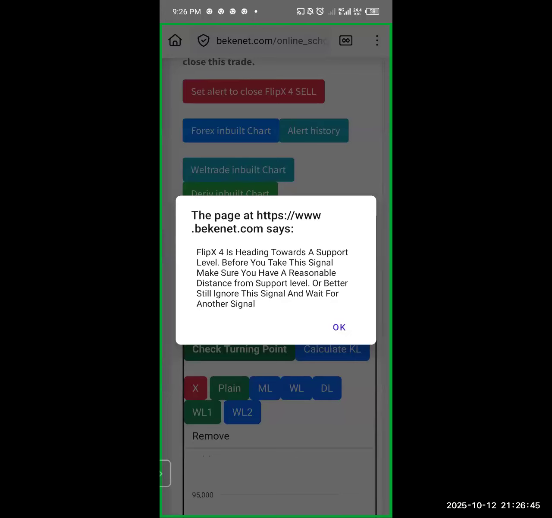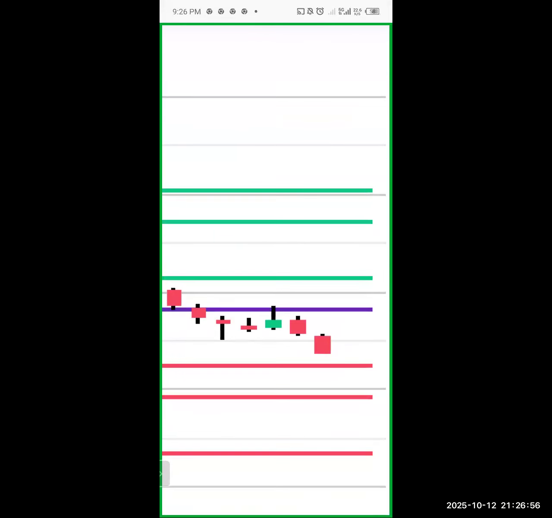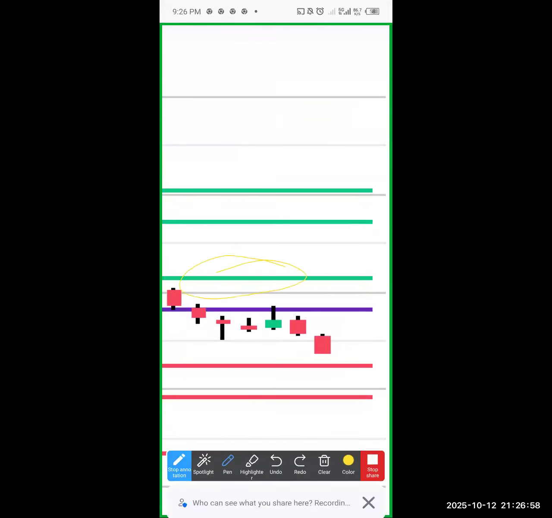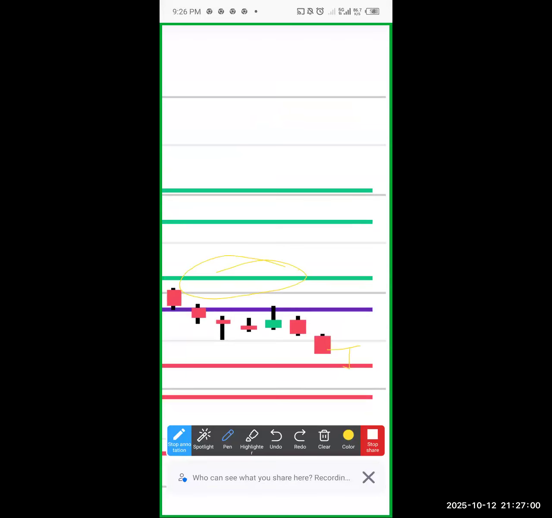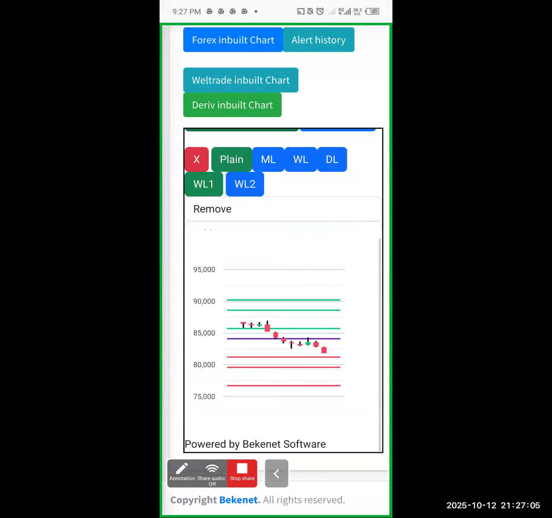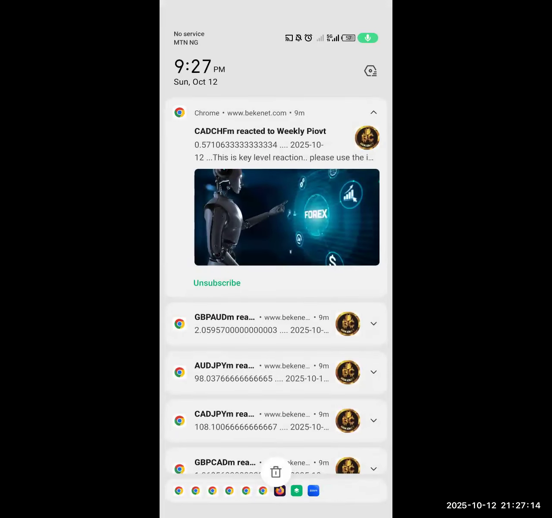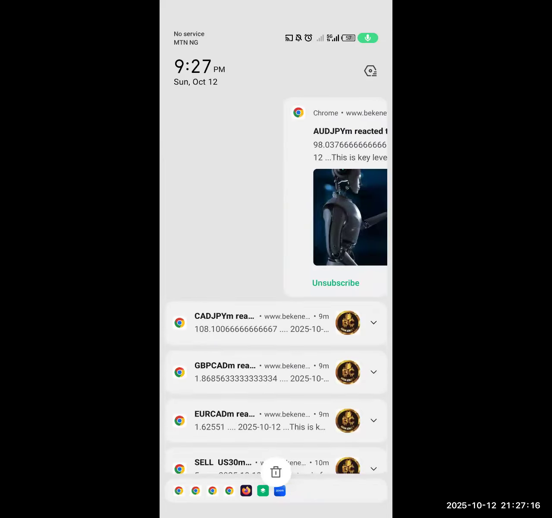So this turning point will explain it for you. Have a reasonable distance, or better still, ignore this trade and wait for another signal. What it's trying to tell you is that you should have a reasonable distance from where the current price is to this level. You see that the software is very, very simple to use. With just 3 minutes, you'll be able to check if price is close to resistance and support. That is how to use the signal when you are trading with the AI.